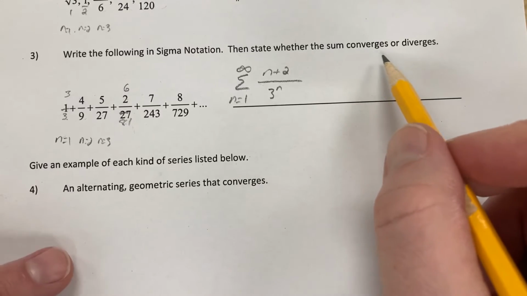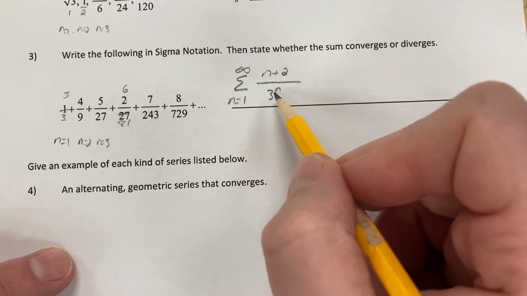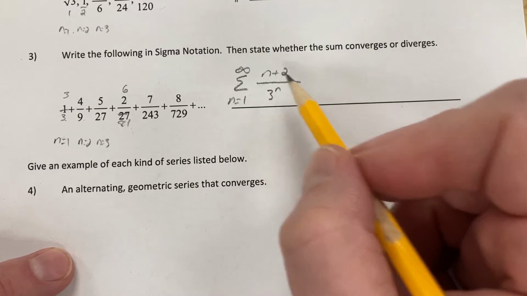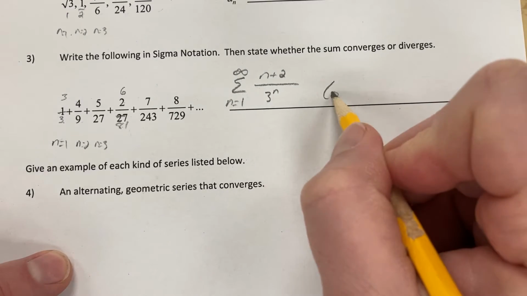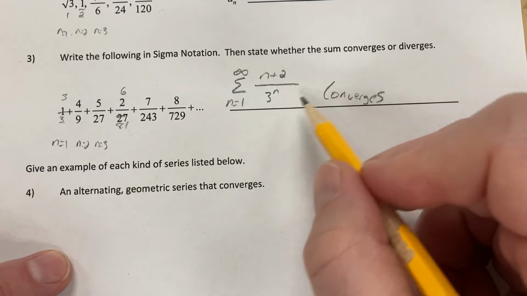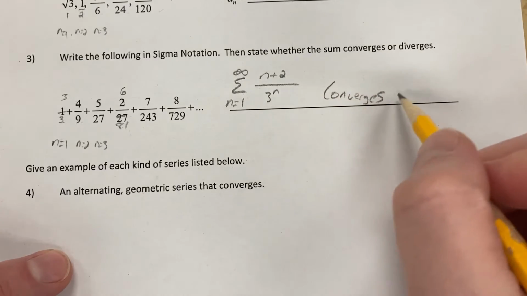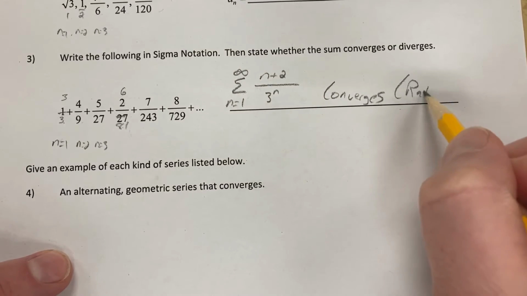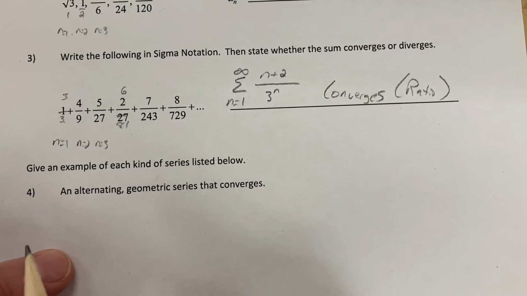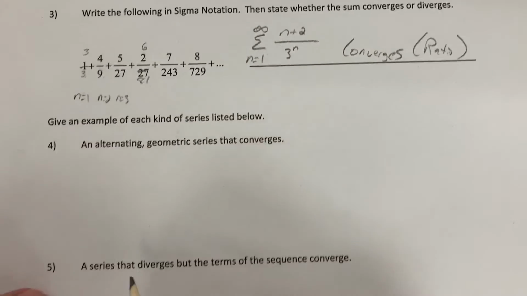And then it says, does this converge or diverge? Well, since I have a polynomial over an exponential, the exponential will dominate over time. And so I would say that this converges by just looking at it. But then if I had to go further and actually prove that, I would probably prove this by using the ratio test. Right. But we won't get into that yet. We'll get to that in just a second.